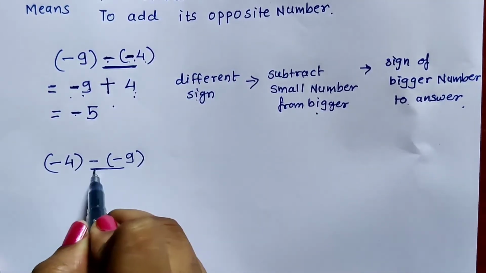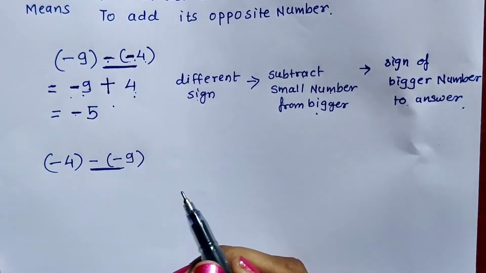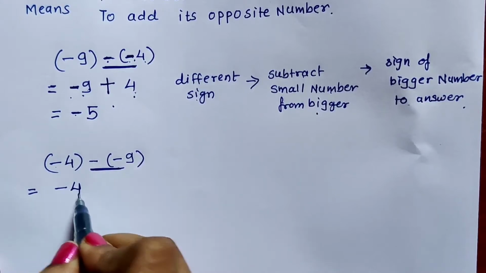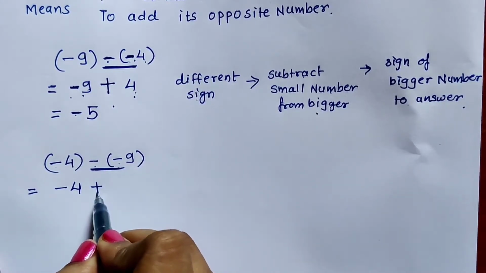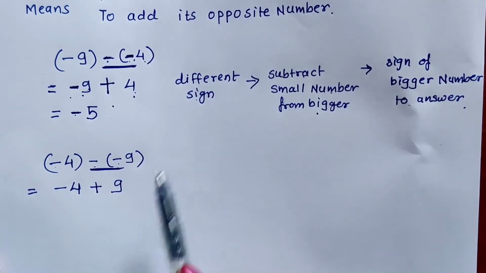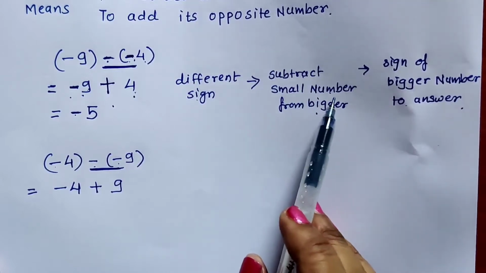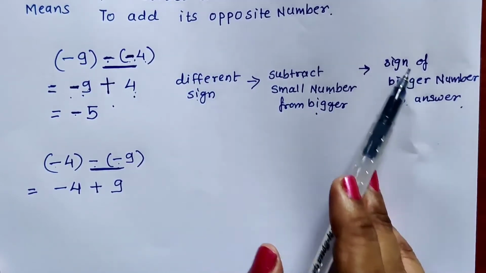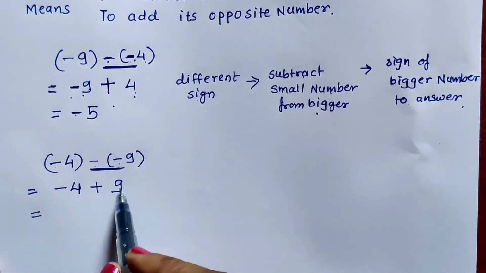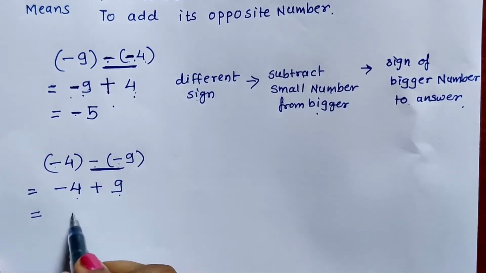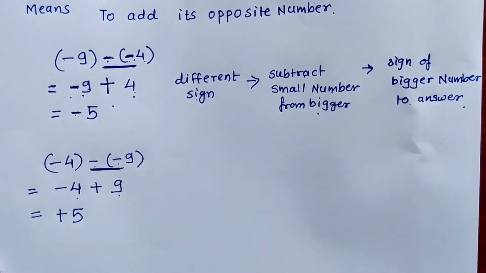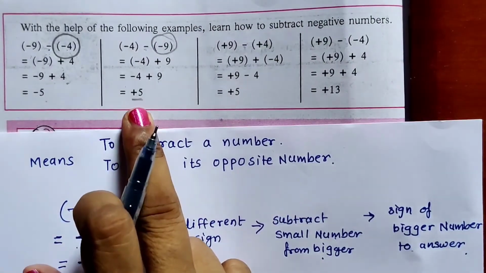So when two signs come close to each other, we will combine them and make one single sign. So minus 4 as it is I write, minus minus will become plus, and then 9. Now see children, both the numbers are having different sign. Different sign means we have to subtract the smaller number from the bigger one, and give the sign of the bigger number to the answer. So 9 is the bigger number, we have to subtract 4 from 9. 9 minus 4, answer is 5, and the sign of the bigger number is plus, so plus 5. In this way here we have got plus 5.